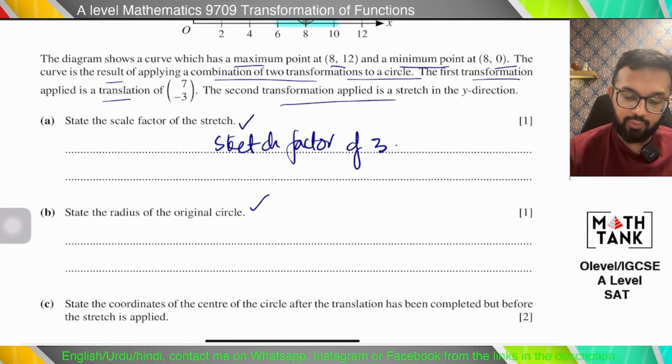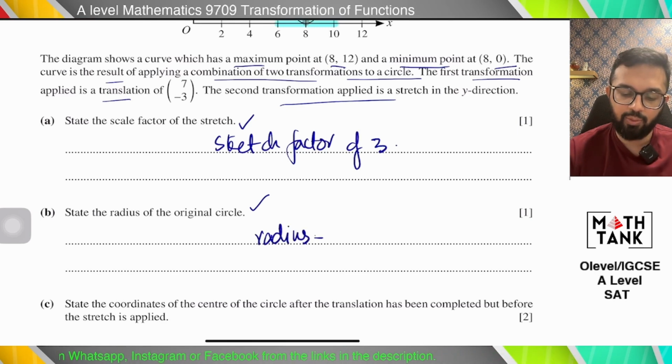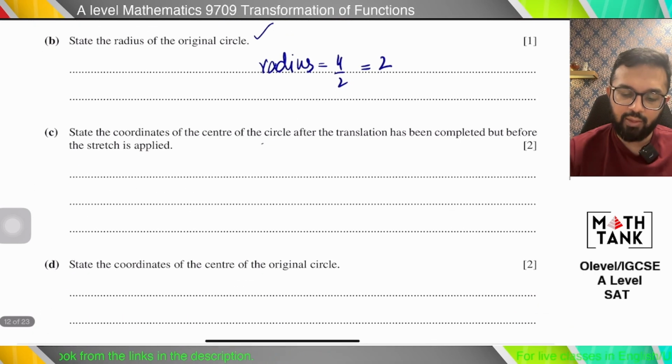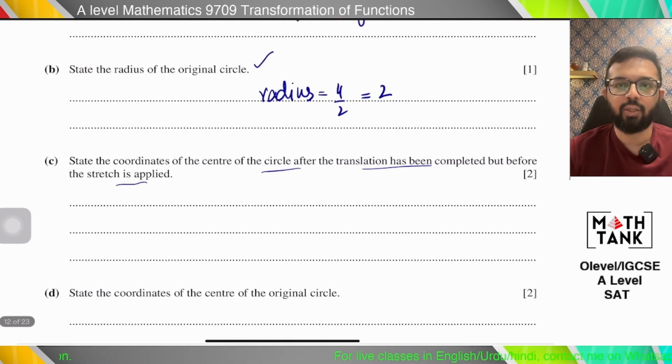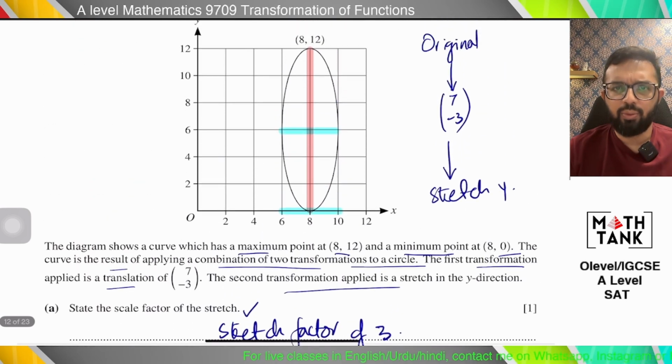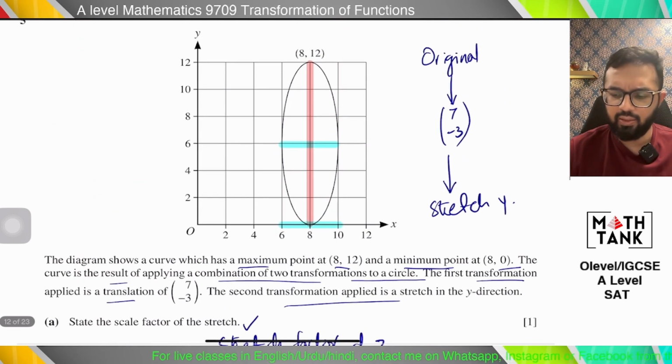State the radius of the original circle. So the original circle had a radius of 4 divided by 2, which is 2. State the coordinates of the center of the circle after translation has been completed, but before the stretch has been applied. So I want to go in the reverse now because I have the final one.